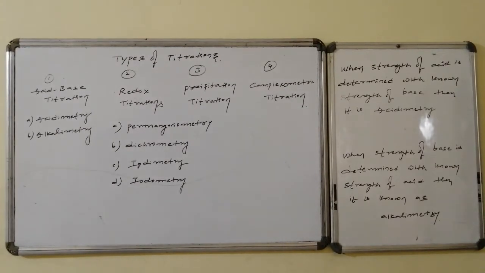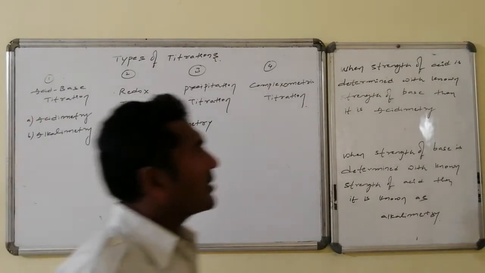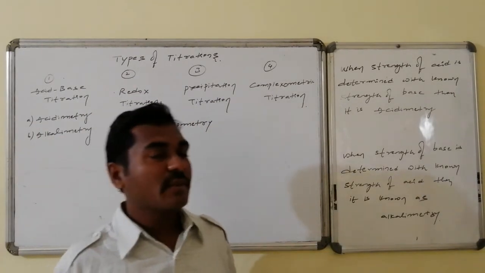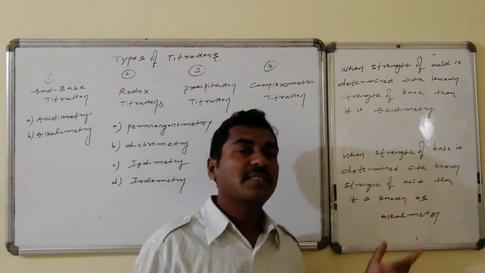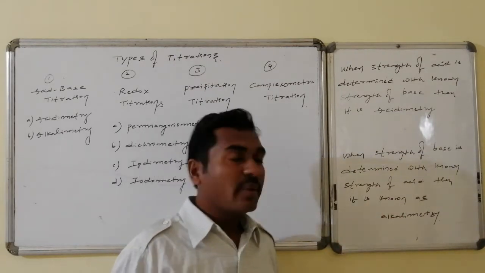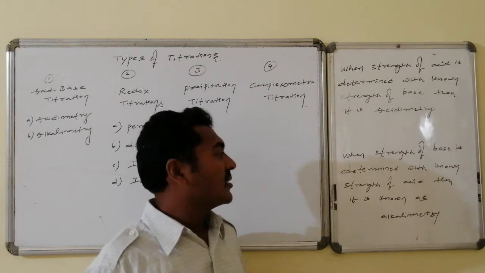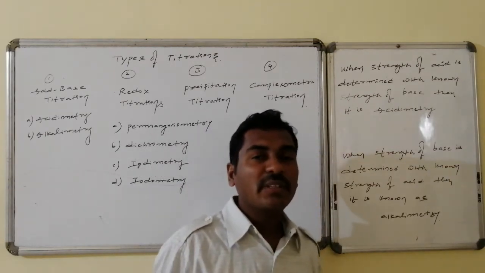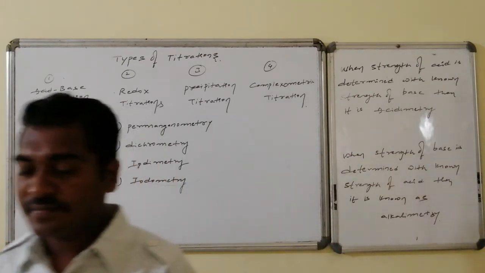When the strength of acid is determined with the known strength of base, then it is said to be acidometry. Here acid is going to be estimated or determined. Similarly, when the strength of base is determined with the known strength of acid, then it is said to be alkalimetry.